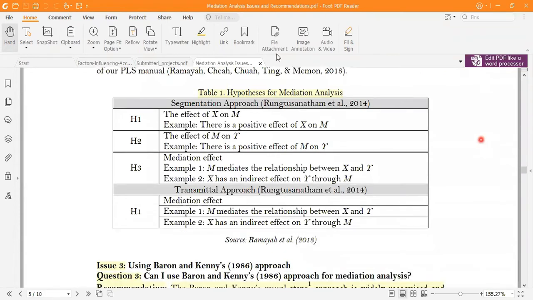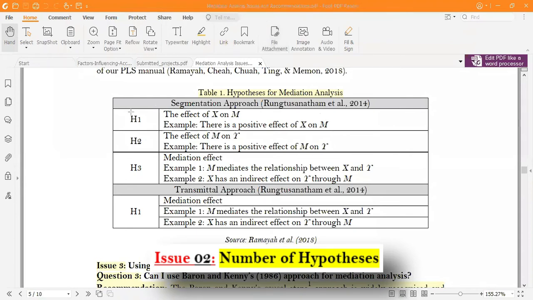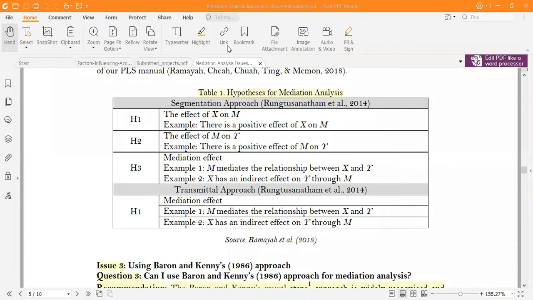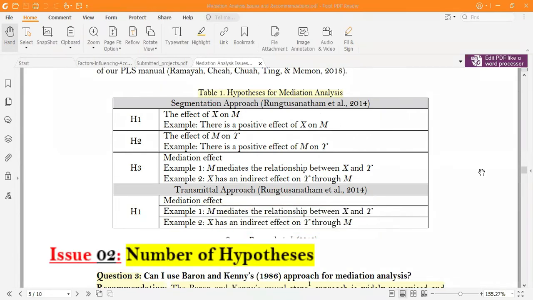This table provides you some examples. This is the segmentation approach, where these three hypotheses are there. And another is the transmittal approach, where there is only one hypothesis. For example, M mediates the relationship between X and Y, and X has an indirect effect on Y through M. So these two hypotheses are examples. It is up to you which approach you follow, either the transmittal approach or the segmentation approach.